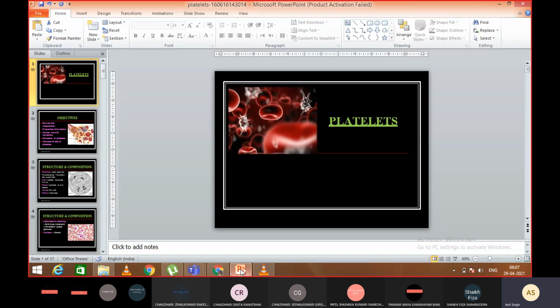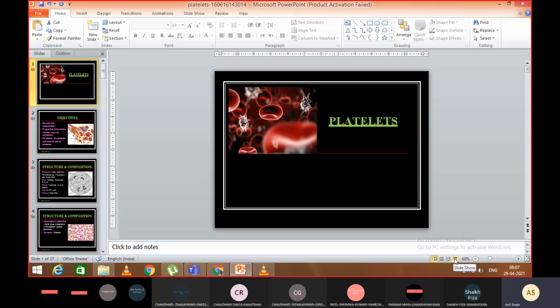So it is no different. Whatever procedure we had used for counting of RBC, the same procedure will be used, but the reagents will be slightly different. You will be using the same improved Neubauer chamber, and whatever section of the Neubauer chamber was used for counting RBC, the same region will be used for counting platelets.